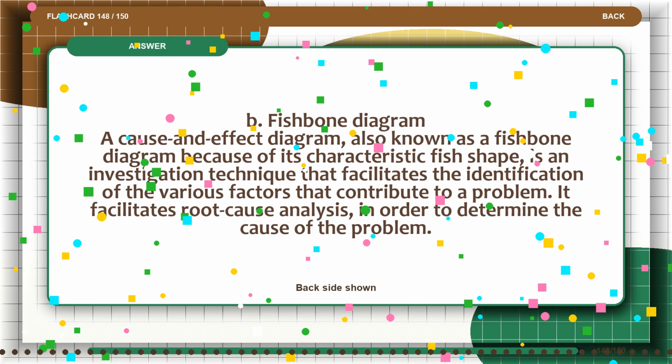The answer is B. Fishbone diagram. A cause and effect diagram, also known as a fishbone diagram because of its characteristic fish shape, is an investigation technique that facilitates the identification of the various factors that contribute to a problem. It facilitates root cause analysis in order to determine the cause of the problem.